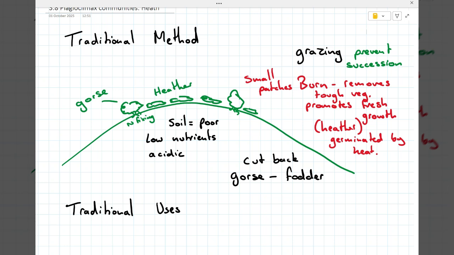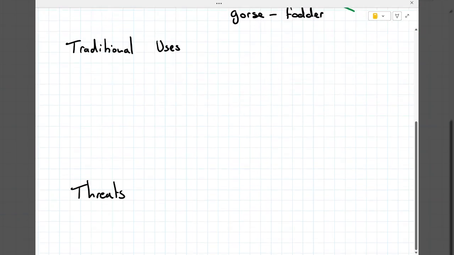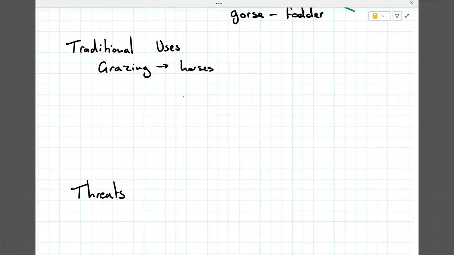Okay, so what we're going to look at now then is some of the traditional uses of heathland. So the primary one, and these are quite tightly related to the method of management, to be honest. So we've got grazing, and this is by things like horses and cattle.